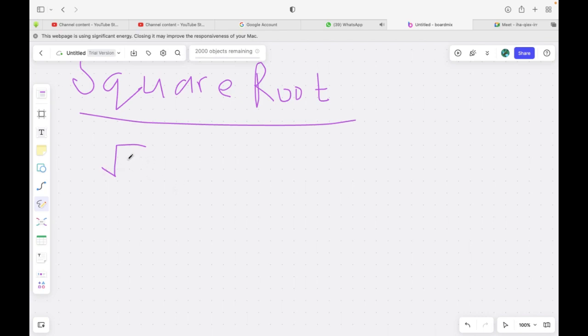So if I write 16 here, it means I should find a number that, if I multiply it by itself, I will get 16. You know 16 is 4 times 4. If you don't know, let's say it's a big number, you can just do division.